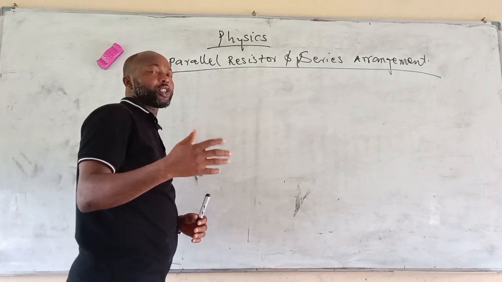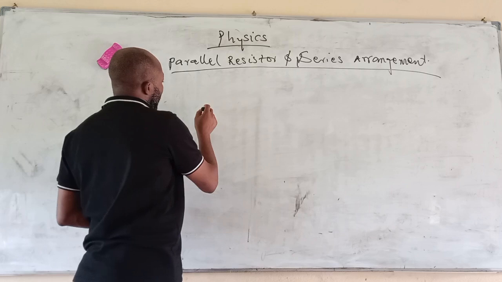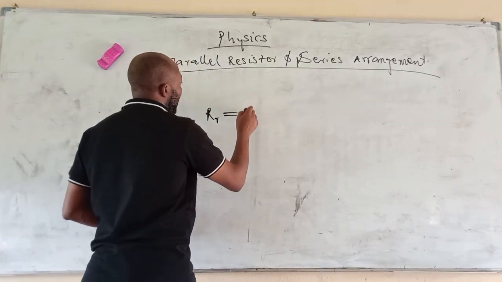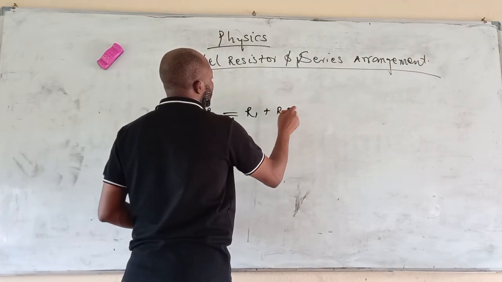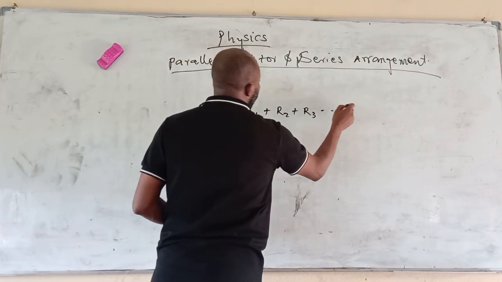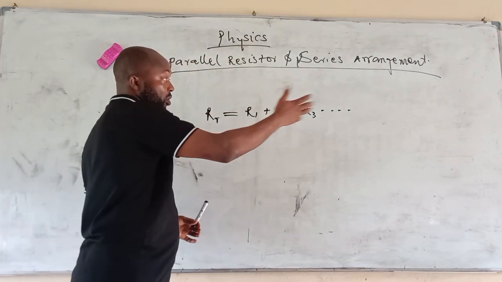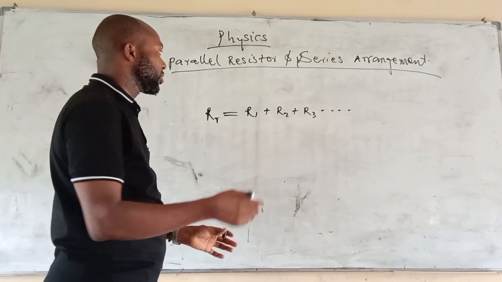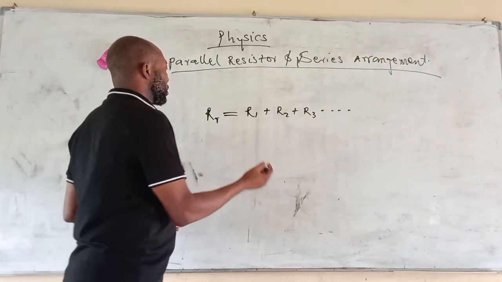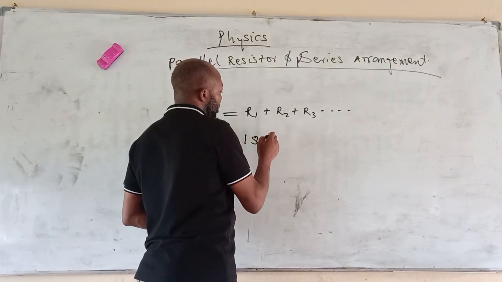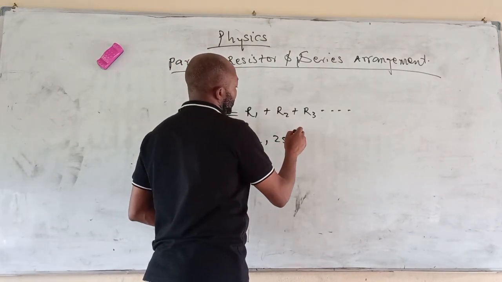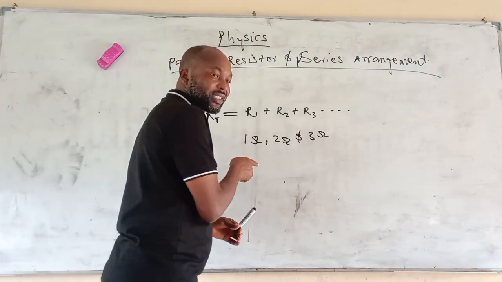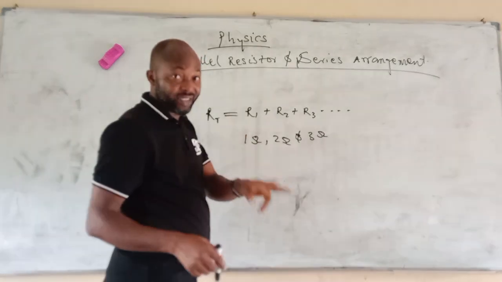When we talk of resistors in series, we're saying total resistance is equal to R1 plus R2 plus R3 and so on. The resistors may be quite more than this, right? Then it means that if a question is given to say there are three resistors of resistance 1 ohm, 2 ohm, and 3 ohm, calculate the effective resistance of the resistors in series.